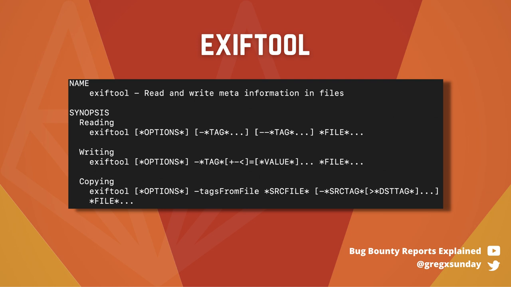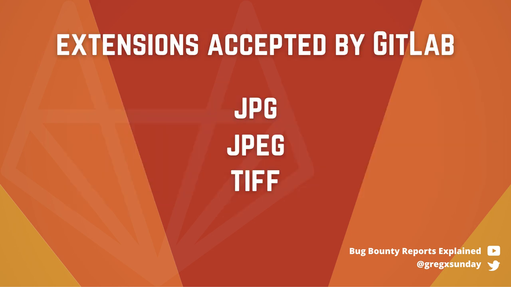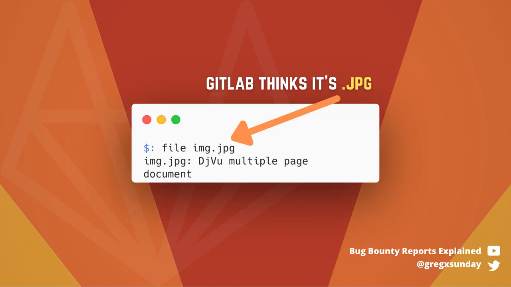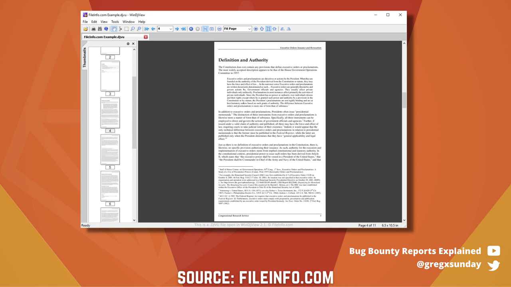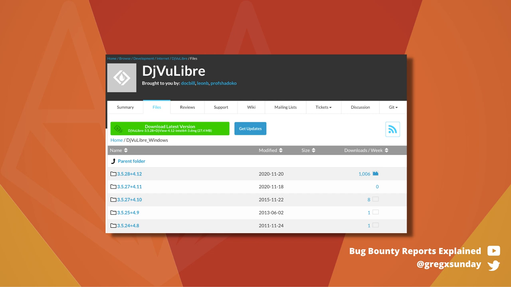And when uploading image files, GitLab Workhorse only accepted JPG, JPEG and TIFF extensions in the file name. However, the problem with exiftool is that it doesn't use the file name to determine the type of the file. It looks at the file content. Usually, the first bytes of the file allow identifying the type. And among others, the DjVu format was accepted by exiftool. It seems like this format is rarely used nowadays. It was advertised as better than PDF for compressing scanned documents, but it apparently lost that battle.